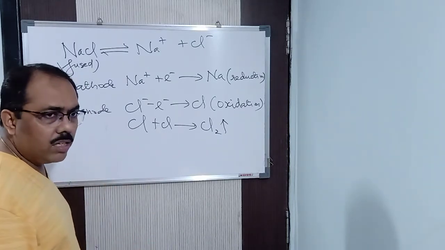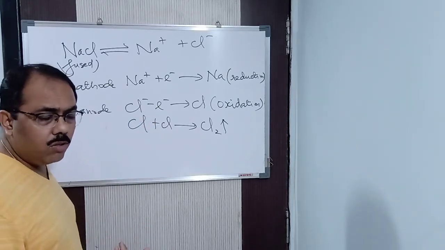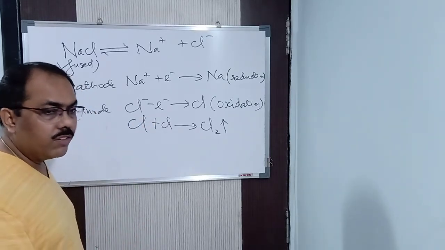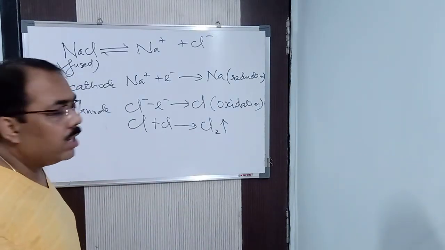Can you see sodium there? It's collected, but you can't see it. Theoretically you know that, but practically can you see? No. So whatever you are seeing, that is your observation. So the observation is a greenish yellow gas is liberated from anode. Got it? That is your chlorine.